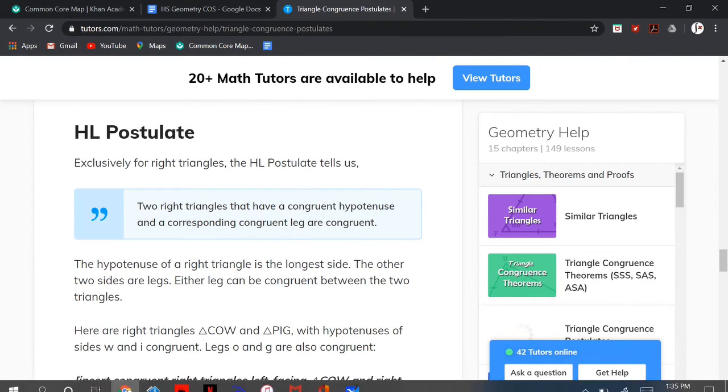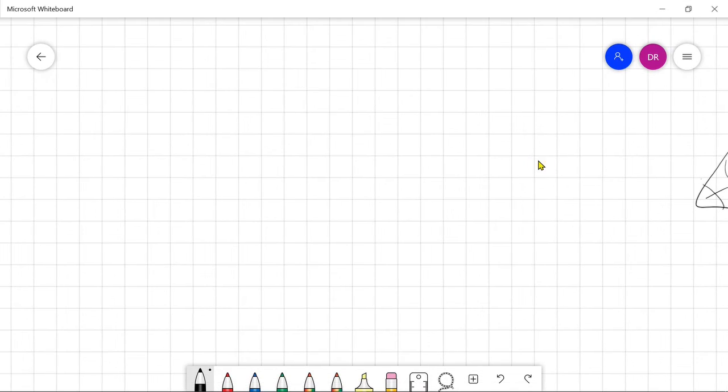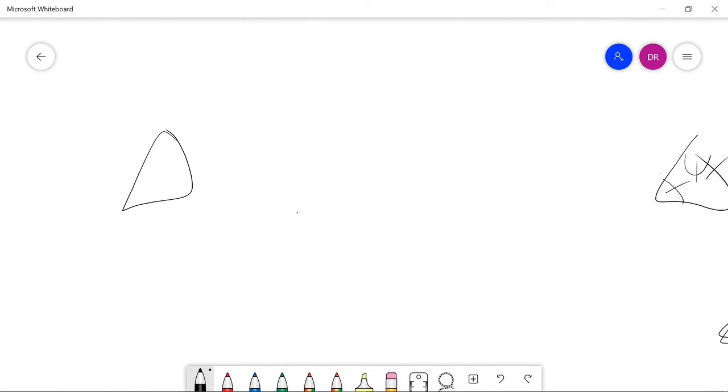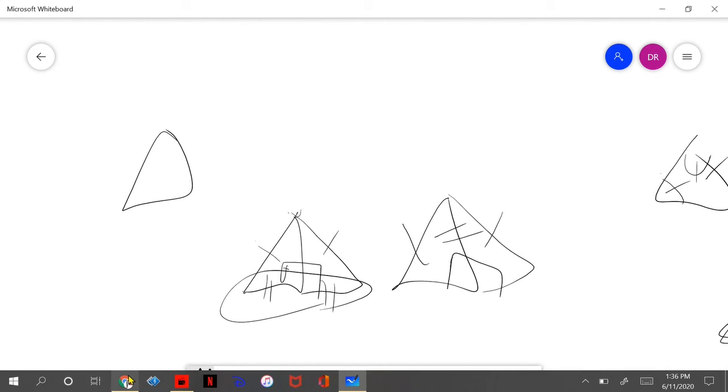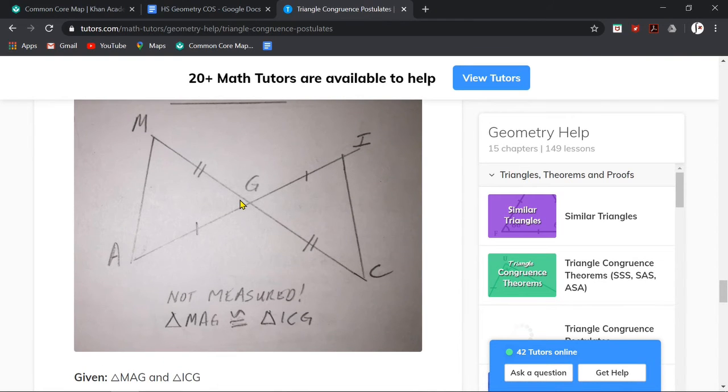Last one, hypotenuse leg. To prove that 2 triangles are congruent using hypotenuse leg, you first have to prove that the triangles are both right triangles, and then you have to prove that their hypotenuses are congruent, and then one other leg. So let's say you had another right triangle whose hypotenuse is congruent. You could prove that this leg is congruent. It doesn't necessarily matter which leg is congruent, as long as you can prove that a leg is congruent. I believe that is it.